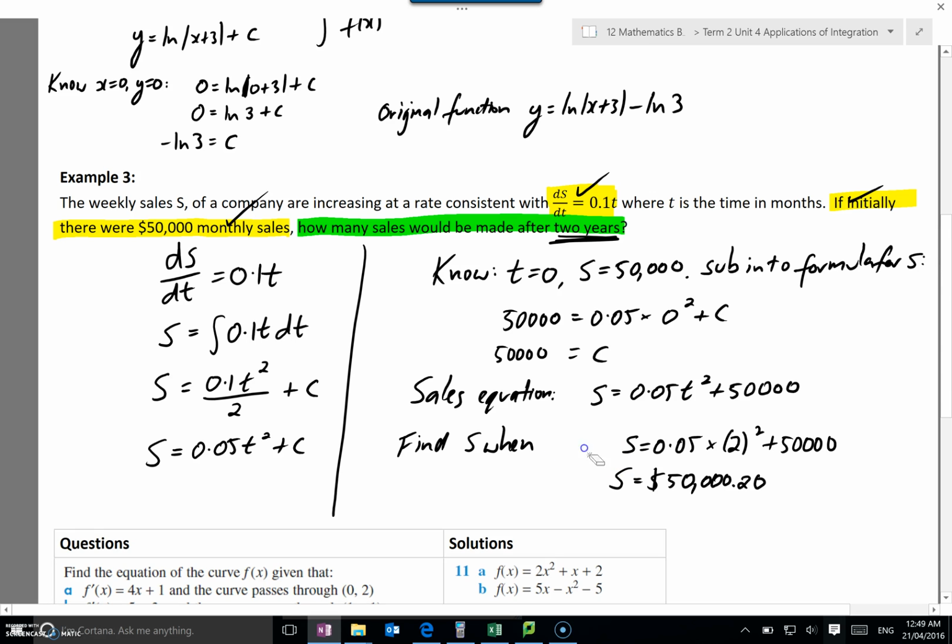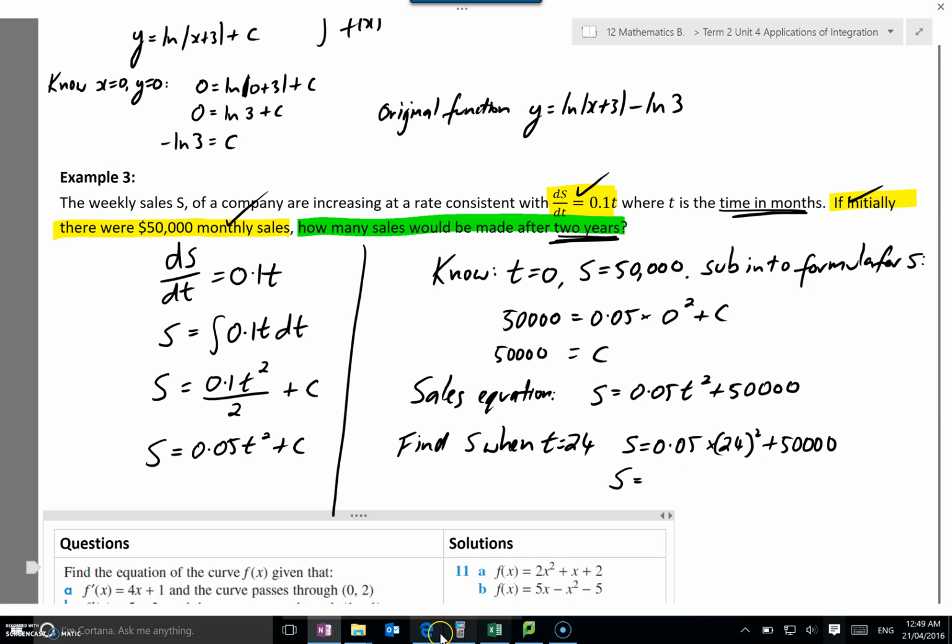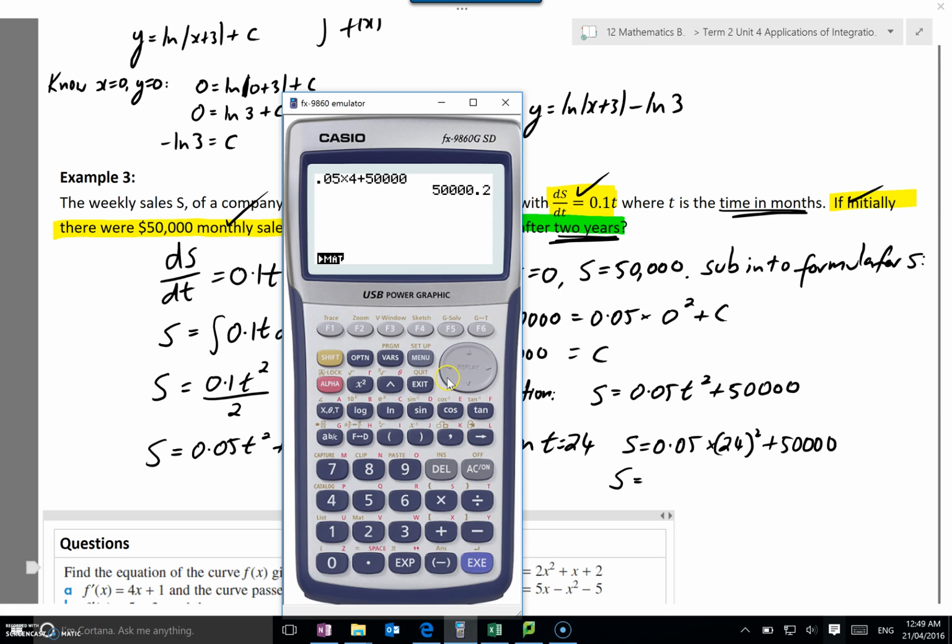It should be when t equals 24, and this is good because you'll be able to change it relatively easily. Because t is time in months, 2 years should be 24 months. So I should have a 24 in there, and I should be able to change that on my calculator as well. I did that so that you can see how easy it is to change these things during exams if you make a mistake.